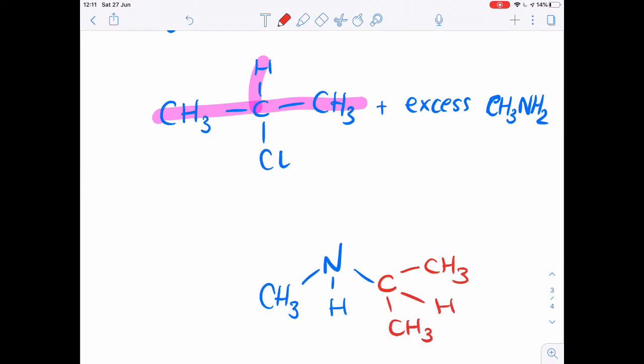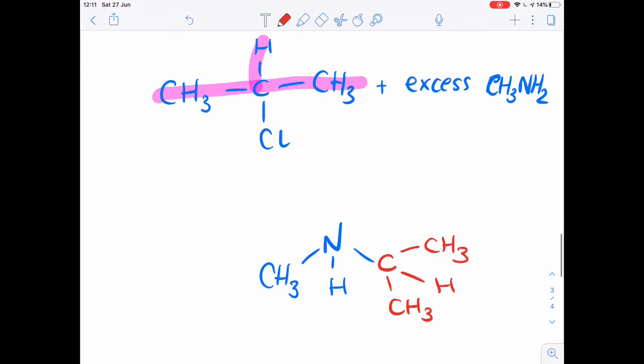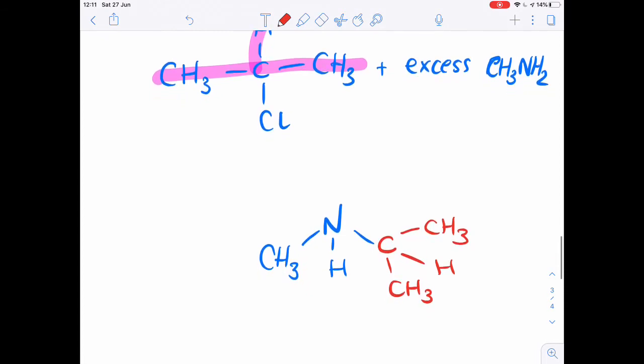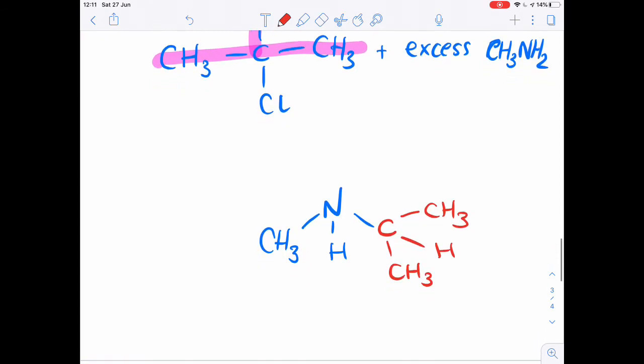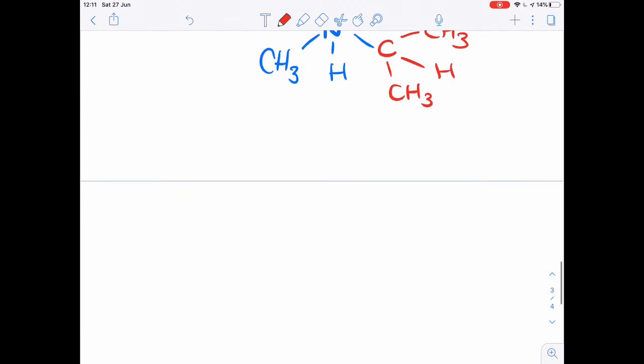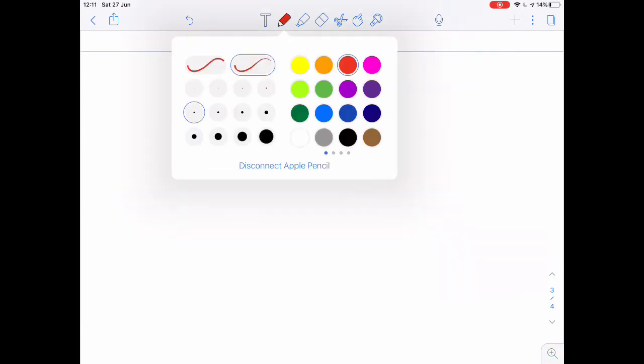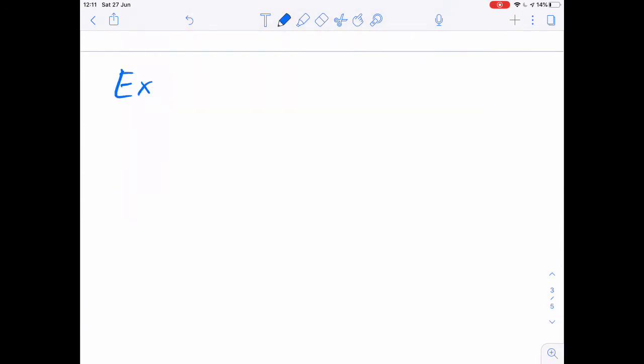And we'd end up with a structure like this. Excess amine. Okay, so one of the H's off the amine disappears and we end up with the chain from the halogenoalkane instead. Okay, so what if we change it round then? What if we say we had excess halogenoalkane?